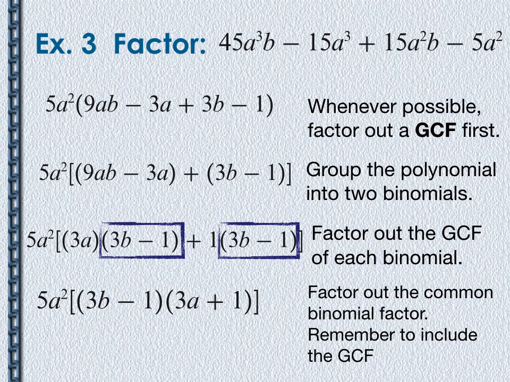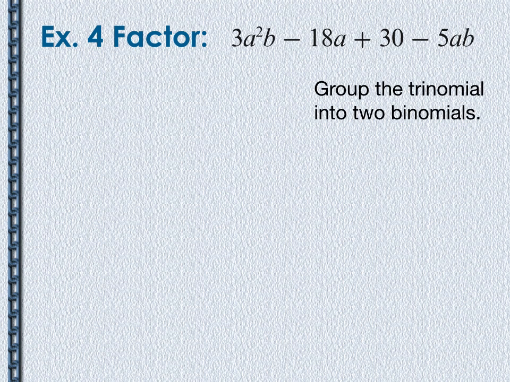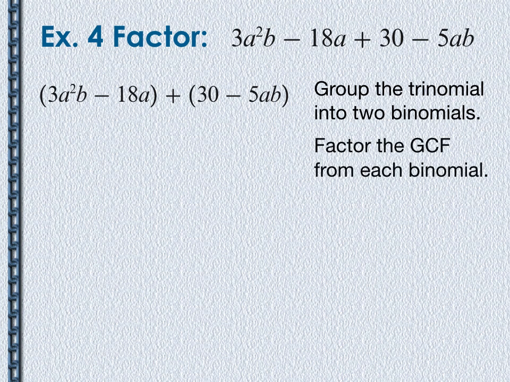One last example. At first it looks like there's a common factor I can take out, but no, there is no 3 that's common to all terms, there's no a that's common to all terms, there's no b, so there is no common factor. We will group this trinomial into 2 binomials. We'll use the exact order that it's in. Let's factor out a 3a from the first group and a 5 from the second group.